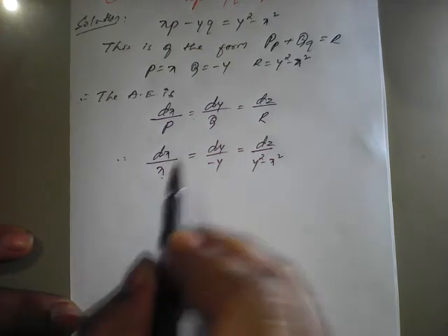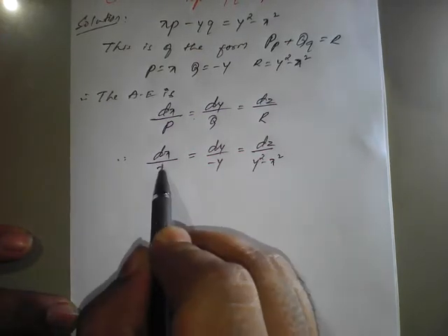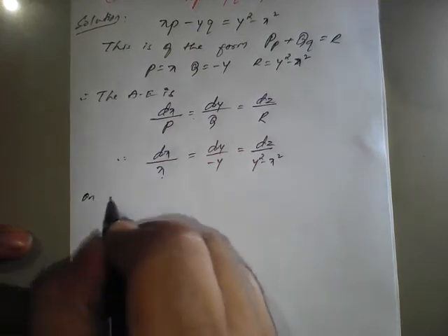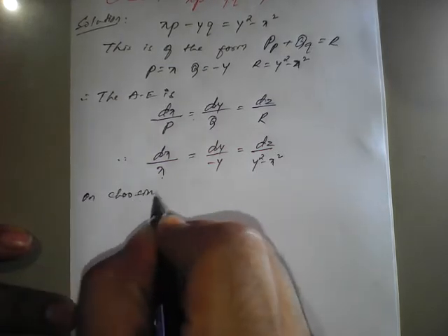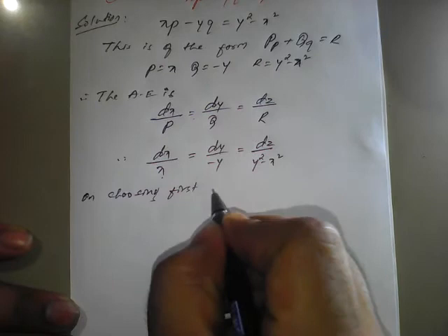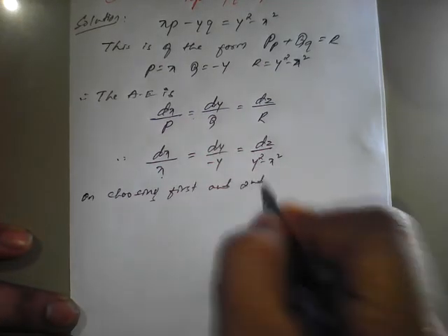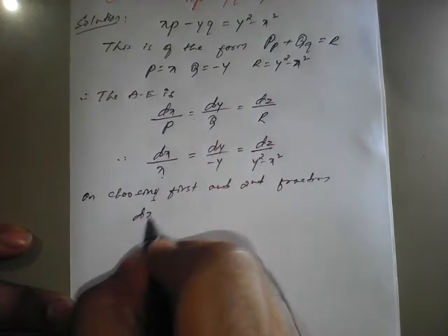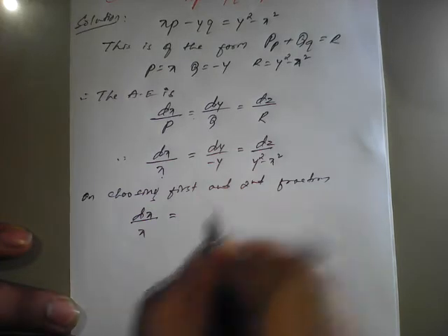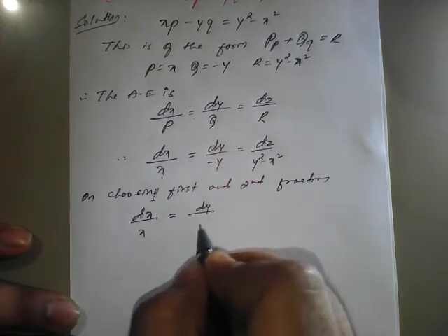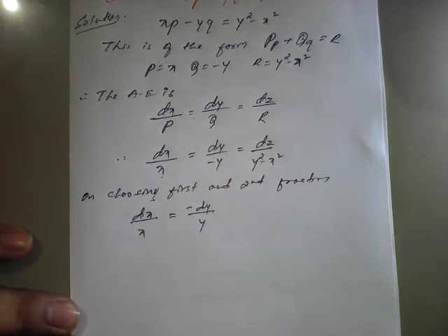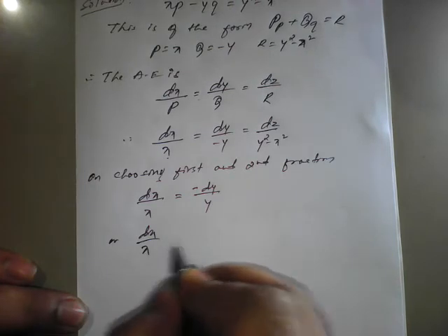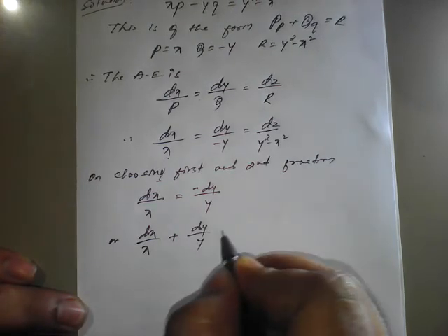Now in this expression, if I choose the first two pair, it is easily integrable. Just see, on choosing the first and second fraction. What is the first fraction? dx upon x, and the second fraction is dy upon minus y, I will write the minus sign here. Or take it inside: dx upon x plus dy upon y equal to 0.